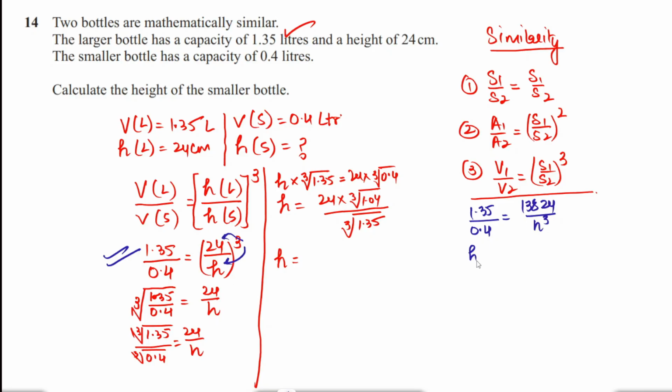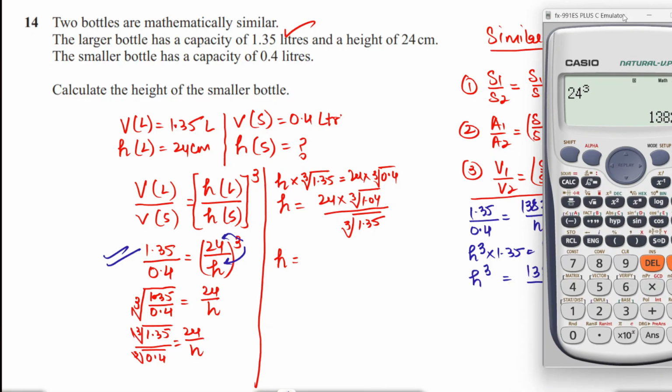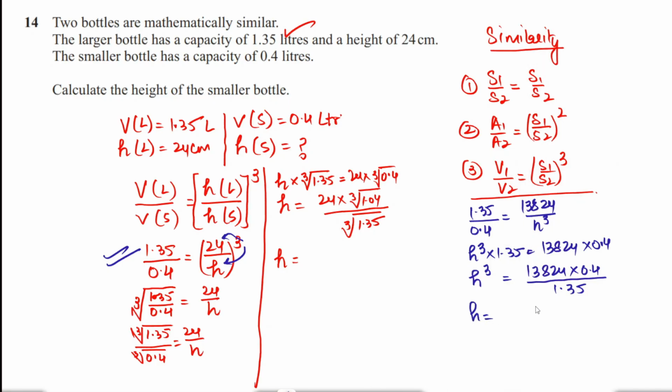So we cross multiply. 1.35 times h cube is equal to 13824 multiplied by 0.4, so h cube equals 13824 multiplied by 0.4 and divided by 1.35. Now whatever the answer comes out, we're gonna take the cube root of that. Let us start to solve. If you are using a calculator directly, you can plug in the whole fraction in the cube root at once, or you can solve this fraction, then take the cube root. That is all up to you, how you like it.